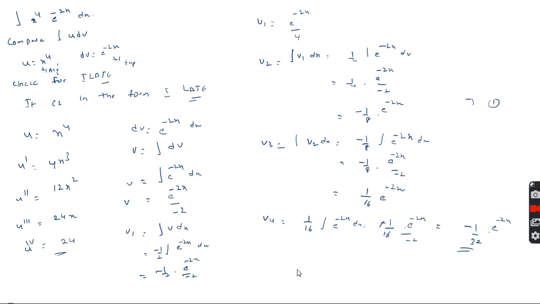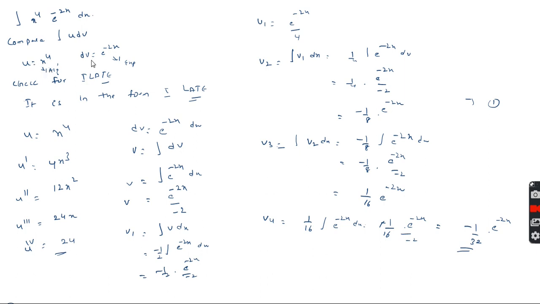Okay, so the next problem is the integration of x power 4 into e power minus 2x dx. So we compare it with the integration of u dv, that is u equal to x power 4 and dv equal to e power minus 2x. And here, the power of x equals 4, which is greater than 1, so then only we apply the Bernoulli rule. Suppose the power is equal to 1, then we apply the integration by parts formula.